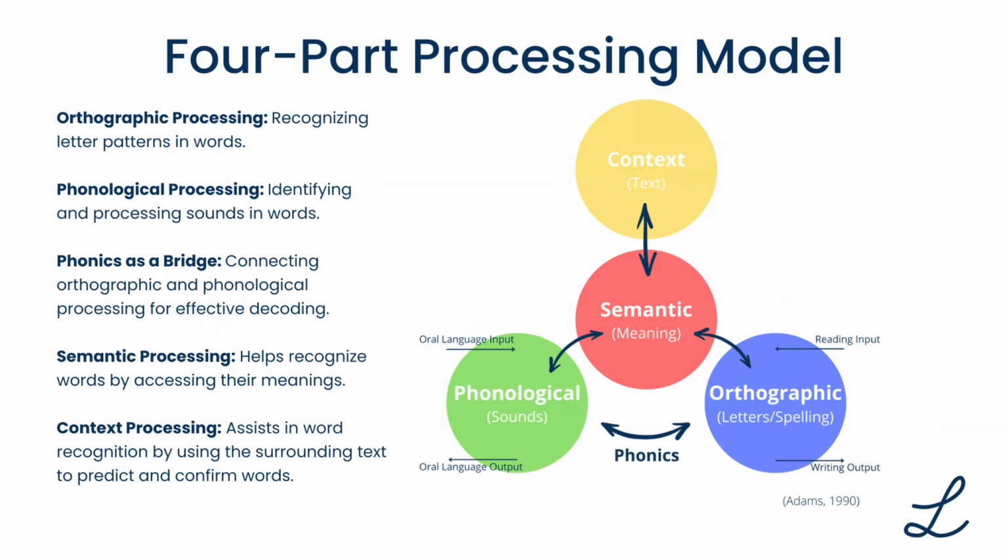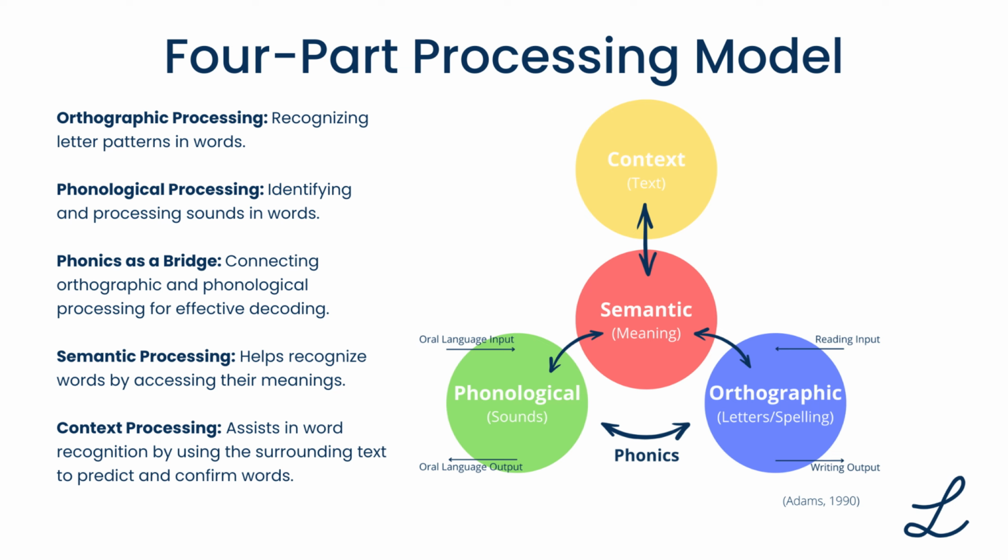The four-part processing model gives us a comprehensive view of how students learn to read and recognize words. This model includes orthographic processing, which is about recognizing letter patterns and visually processing words. When students can quickly recognize letter patterns, it makes reading more automatic. Next, phonological processing is the ability to hear and manipulate sounds, which is crucial for decoding. This process helps students connect spoken sounds to written letters, reinforcing the decoding process.